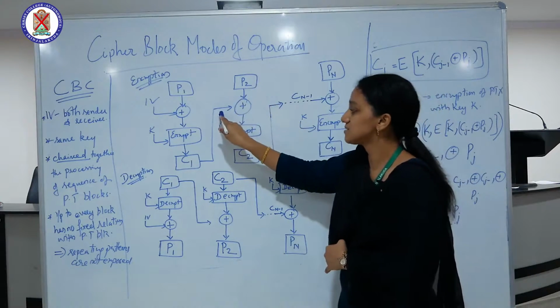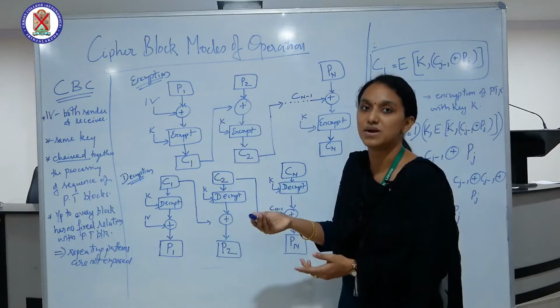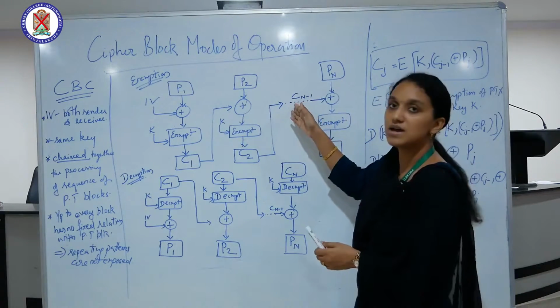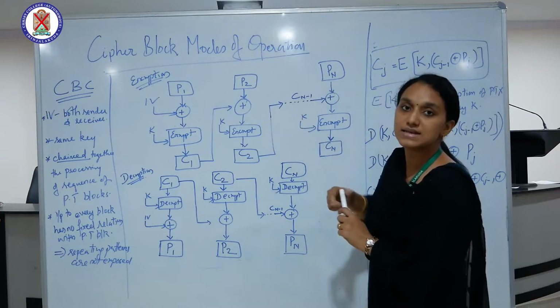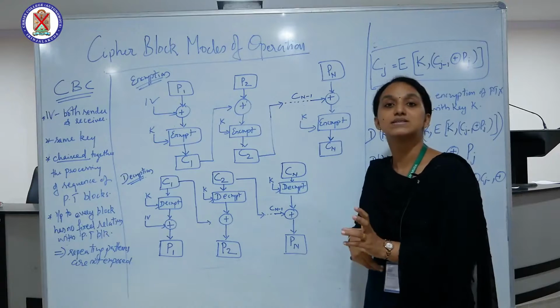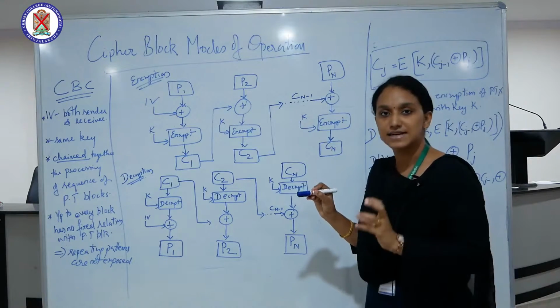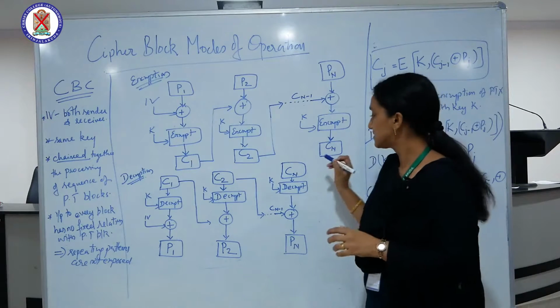For P2 it was C1. So Cn minus 1, 2 minus 1, that's C1, right? So for Pn it will be, of course, Cn minus 1. That is XORed with Pn to get the input which is given to the encryption algorithm, and finally you get the ciphertext for that particular unit, Cn.